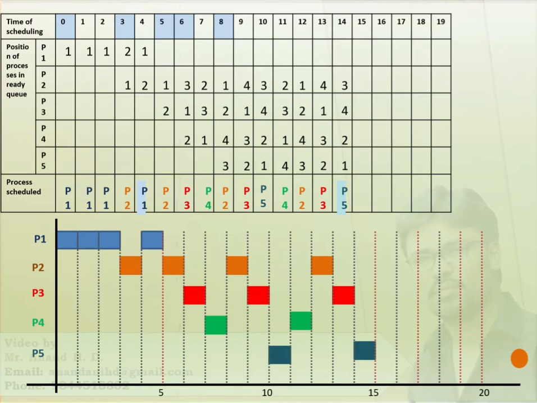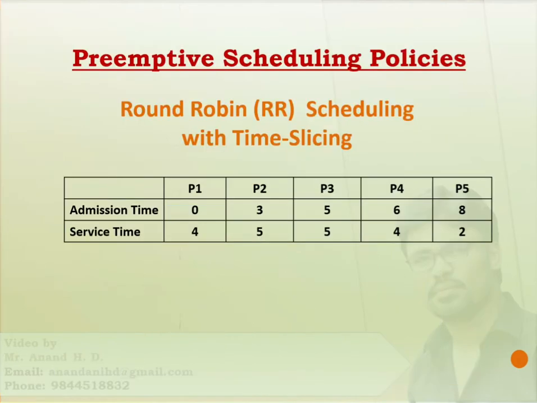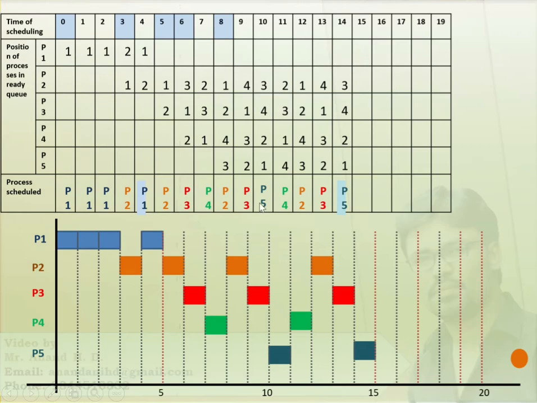Okay, so now if you look into the question, P5 is having a service time of 2. Okay, so if you look into here, P5 was scheduled once here, twice here. So it has completed 2 time units of execution. So P5 completes its execution at 15 time units.